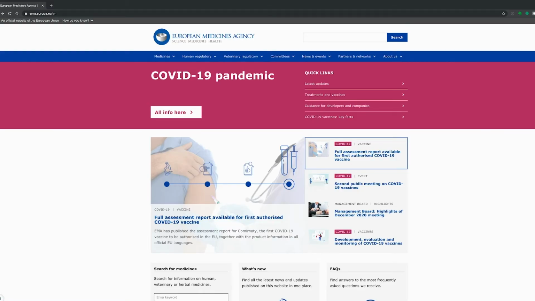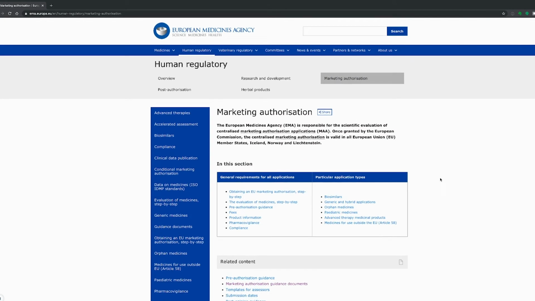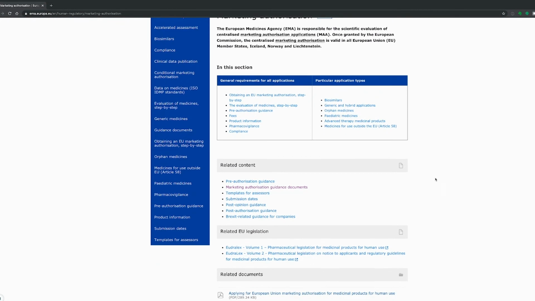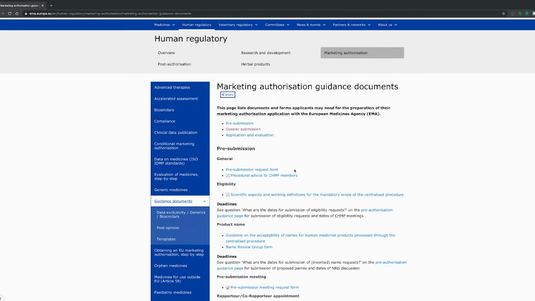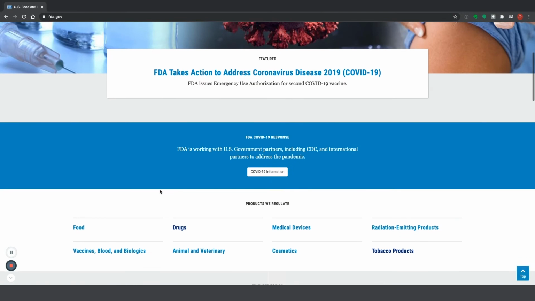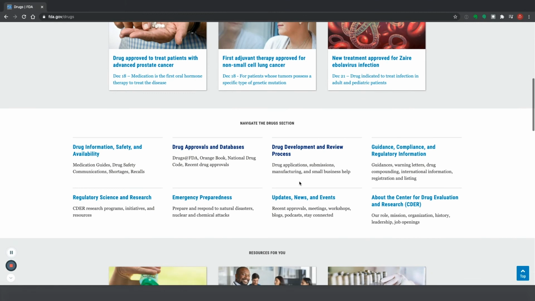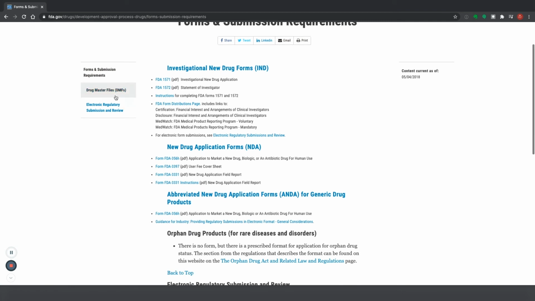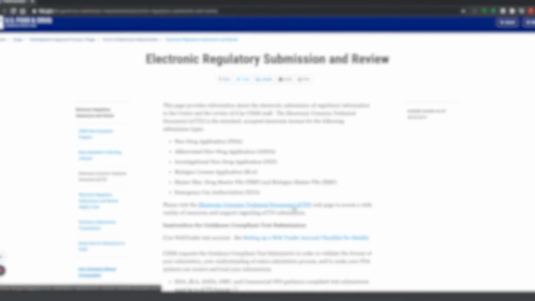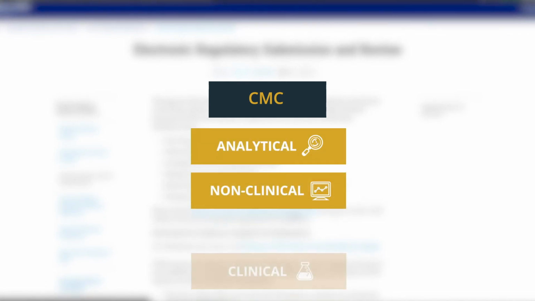Another key similarity of the regulations for both types of products are the submission dossier formats and the mechanism of submission. For a medical product, the dossier is typically either an NDA or an MAA, depending upon the market in which the product is intended to be sold. The document components are modular and are in a format accepted by regulatory agencies worldwide called an eCTD, which stands for Electronic Common Technical Dossier, and it contains CMC, which is analytical, non-clinical and clinical components.